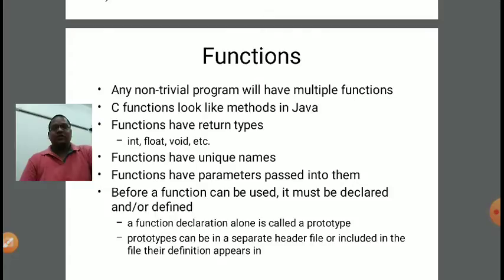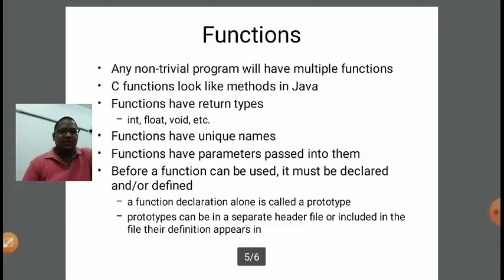First, you should know what a function is. A function is basically a segment of a program, a part of a program, which is used to perform a specific task. In technical terms, any non-trivial program will have multiple functions. C functions look like methods in Java. In C++ and Java programming we also use procedures and methods. So it is similar: in C it is a function, and there it is a method.